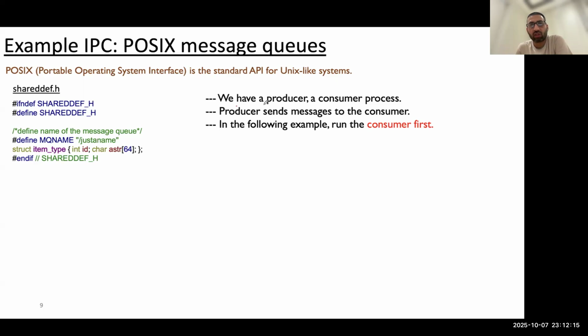We have a producer process and a consumer process. The producer sends messages to the consumer, right? And this is just a caution that if you want to run this example, we have two processes, producer and consumer, so you need to run the consumer first. You have two different C files or two different programs, so you first need to launch the consumer and then the producer. Why? I will ask you to answer this question when we are done with understanding the code.